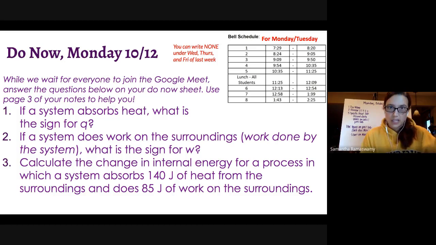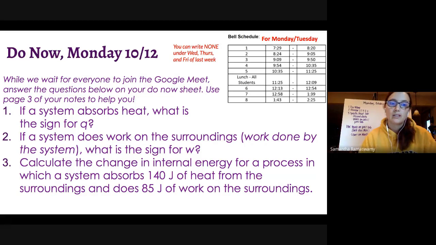Work is where it gets a little bit tricky, because you have to be really careful with the wording. Again, you're focusing on work based on the system. In number 2, the system does work on the surroundings, so work is done by the system. If you are the system and you are doing work on something, putting force on something over a distance, you are using energy. So the system is losing some energy, and the sign for work would be negative. Again, if the system does work on the surroundings, it's losing some energy, so W would be negative.